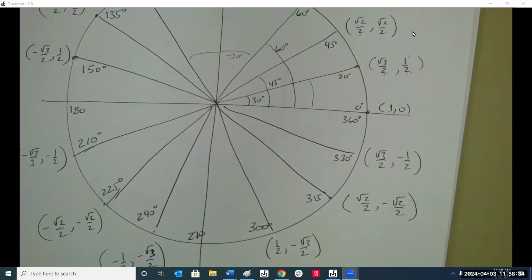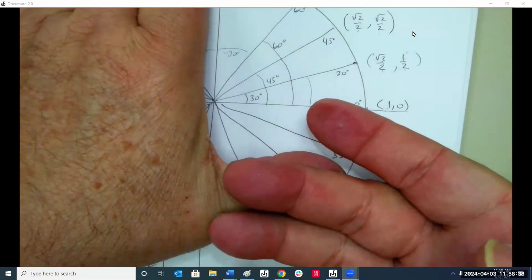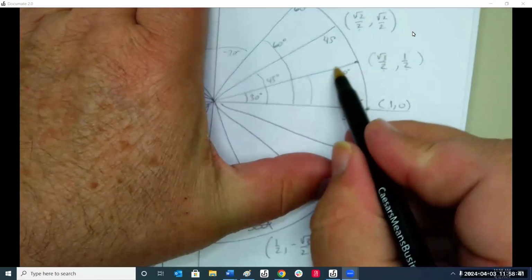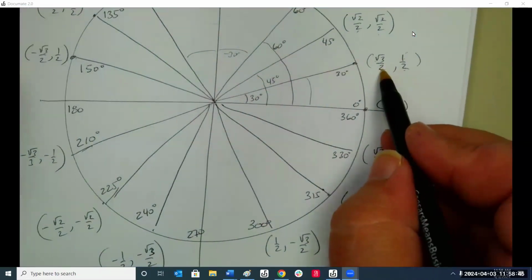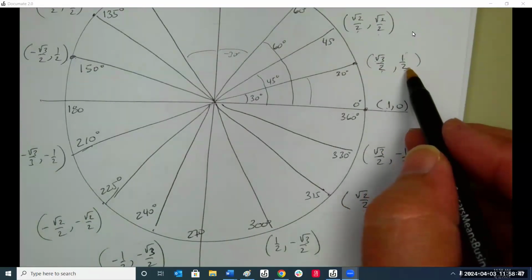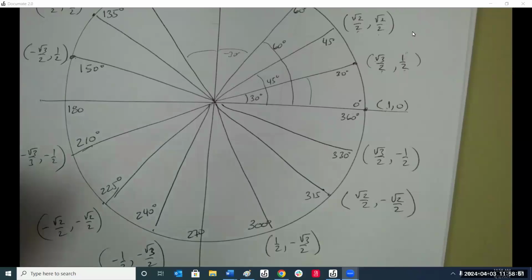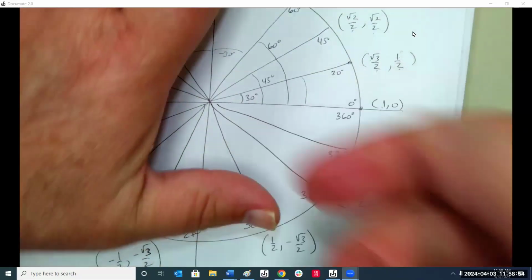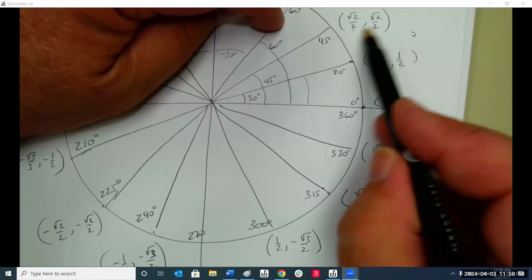So do you have to memorize all of these numbers? No, you just have to memorize the first quadrant, and then 30 degrees off the x-axis. In the second quadrant, only the x is negative. In the third quadrant, they're both negative. In the fourth quadrant, only the y value is negative. So all you have to do is memorize 30 and 60, because 45 is the same thing.